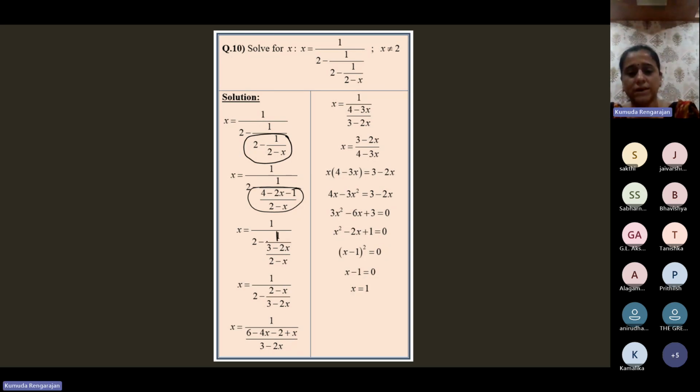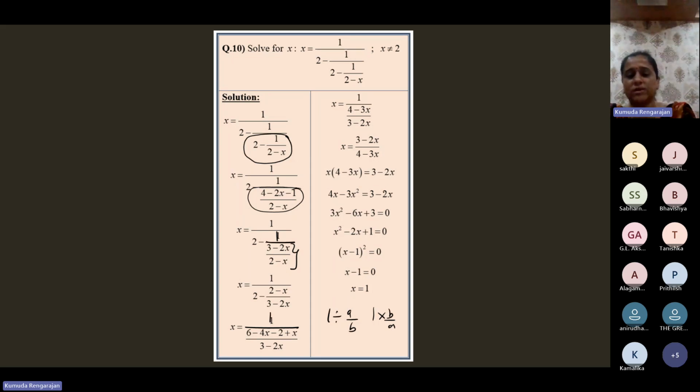Now 1 by this one. So what is 1 divided by this? 1 divided by a by b means it is 1 into b by a. So it will be b by a. So it will become (2 - x) by (3 - 2x). Now again take the LCM between these two. And then we have 1 by this one, right? So it's like 1 divided by a by b. So it is 1 into b by a. So that's how we have this one.